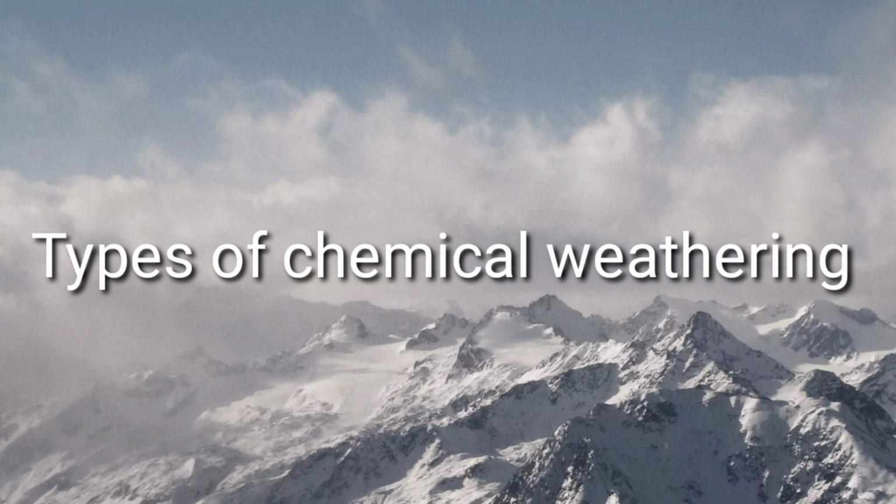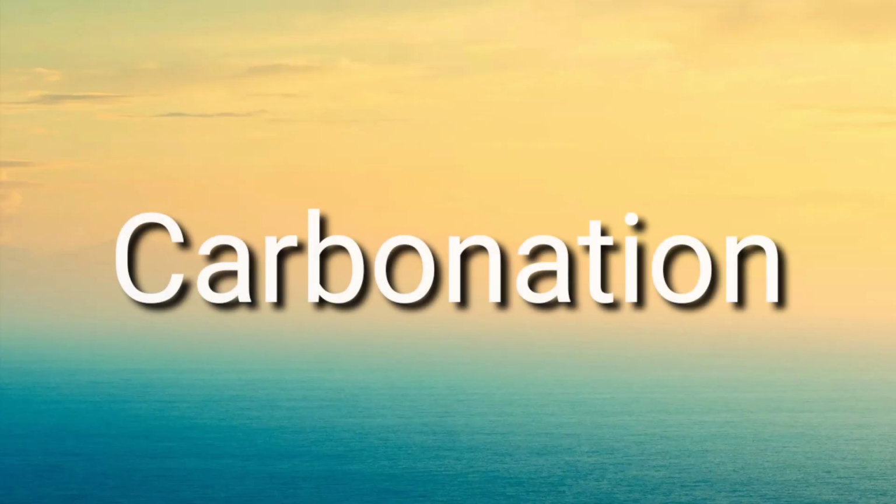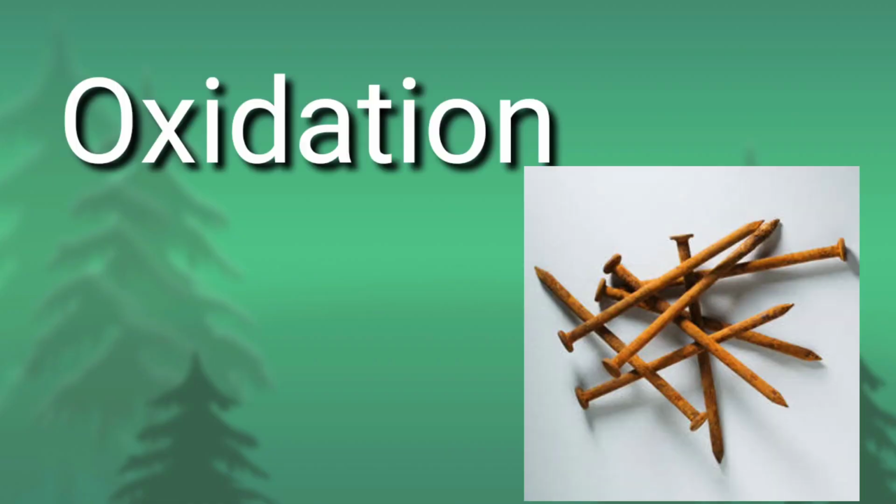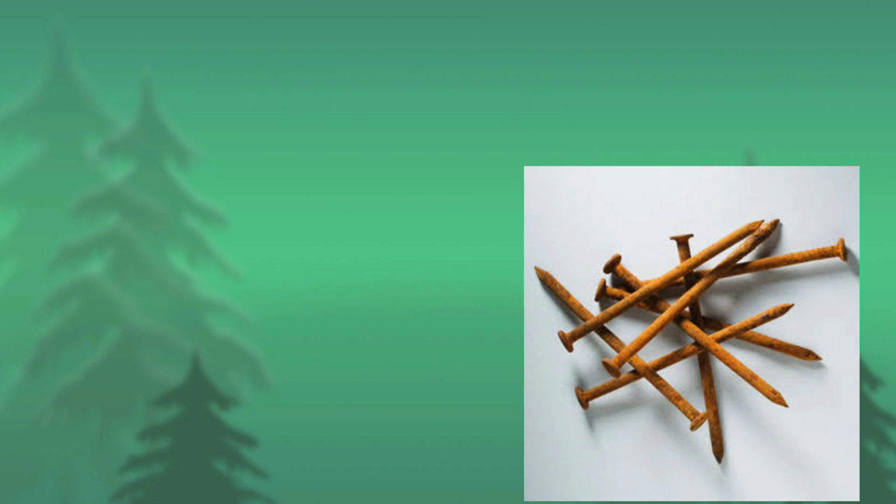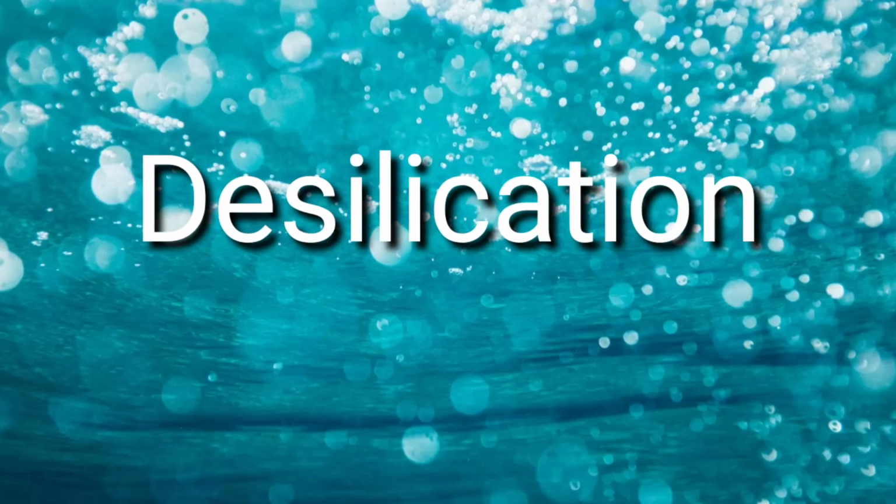There are 4 main processes involved in chemical weathering. The first one, carbonation. Second one, oxidation. Third one, solution, and the fourth one is desilication.